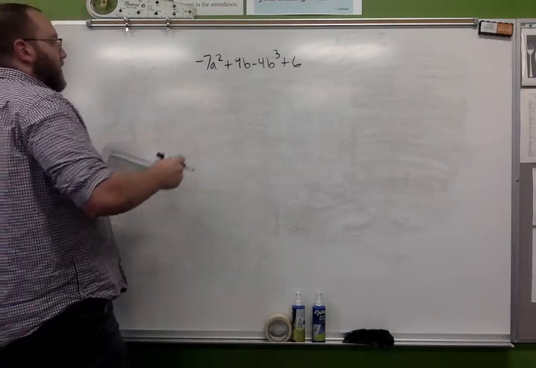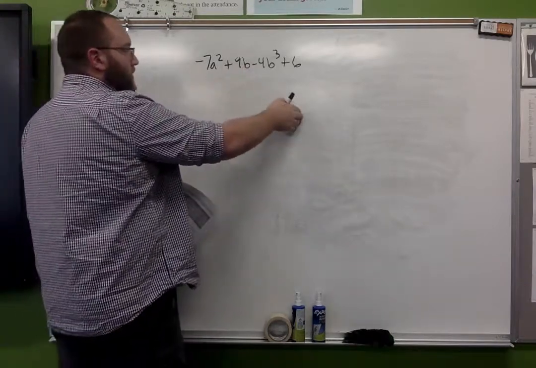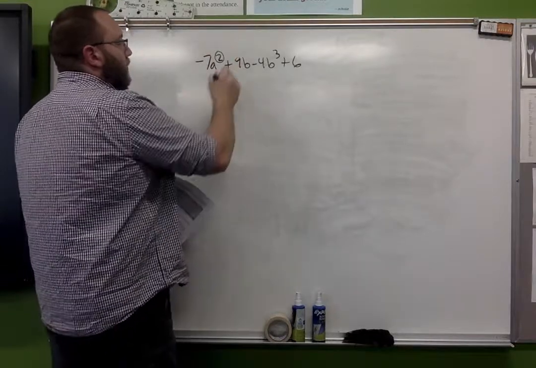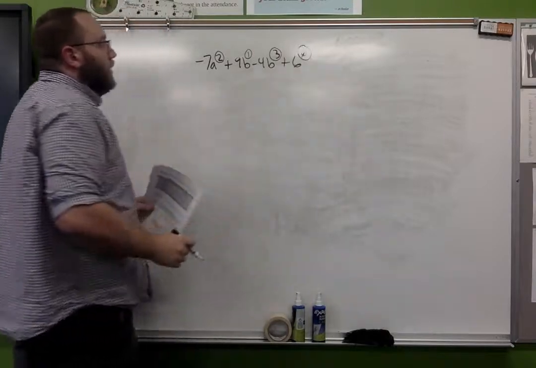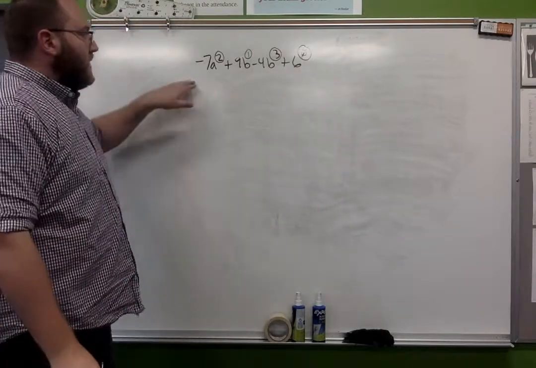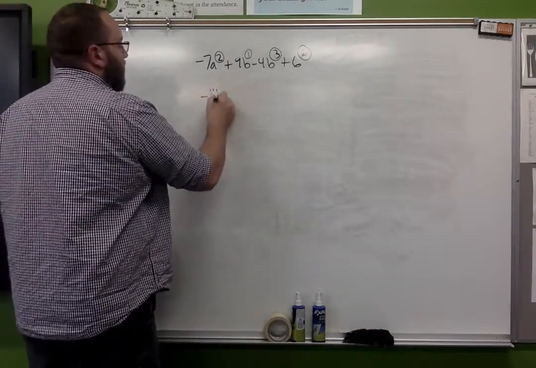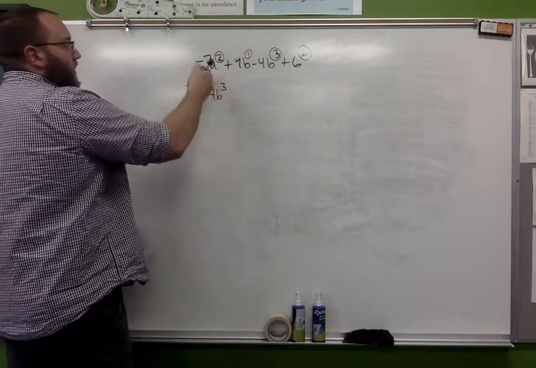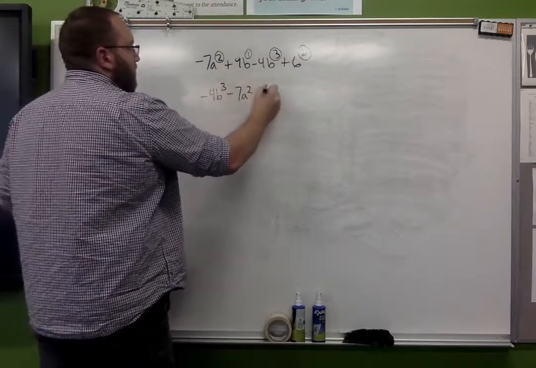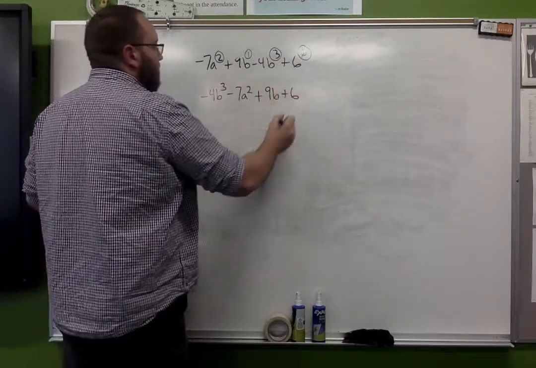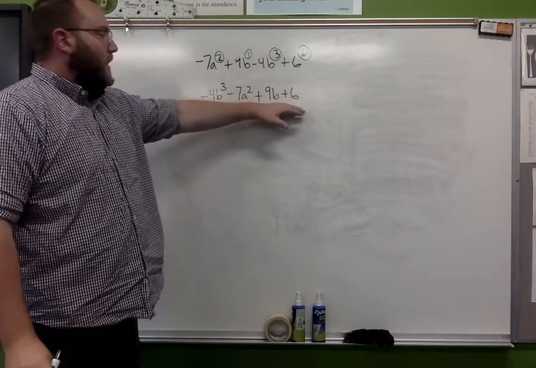Standard form is this polynomial, but the terms are written from biggest exponent to smallest exponent. So here the exponent is 2 on the variable, here it's 1, here it's 3, and here it's 0. If we want to write the polynomial in standard form, we take the term with the biggest exponent, so minus 4b to the third, and then the next biggest, minus 7a squared, and then the next, 9b plus 6. So you can see our exponents are in descending order, from biggest to smallest. And this is standard form.